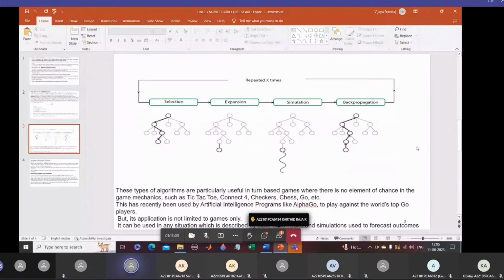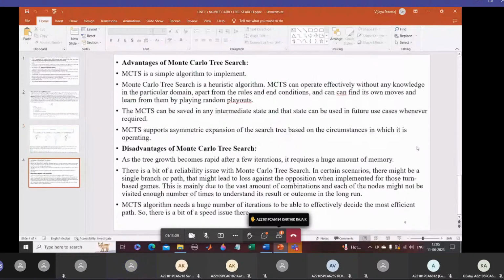So this MCTS algorithm, you can't earn more, so it is just a simple algorithm. It is a heuristic algorithm. You can easily work on this without any knowledge in a particular domain. Apart from the rules and conditions, you can find its own moves.